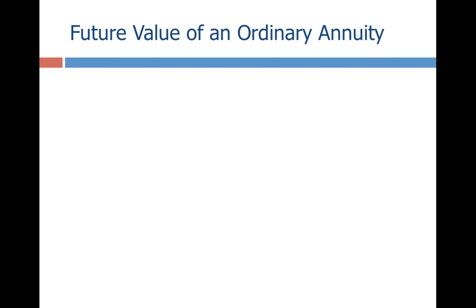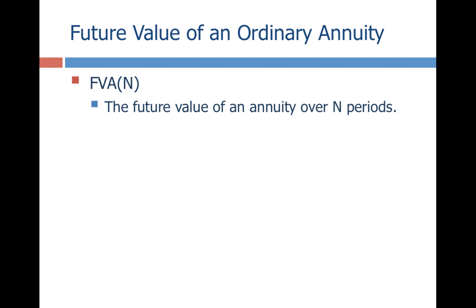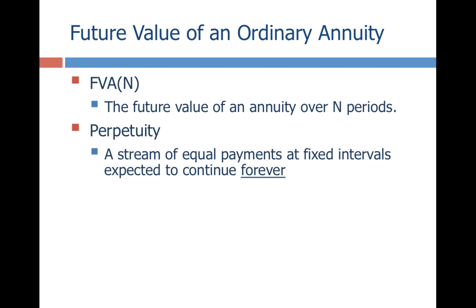So the future value of an ordinary annuity is the future value of an annuity over n periods. This is an opportune time to bring up the definition of a perpetuity. This is a stream of equal payments at fixed intervals expected to continue infinitely, or forever. The formula for a perpetuity is actually very simple. Present value equals the payment over the interest rate. That's it.